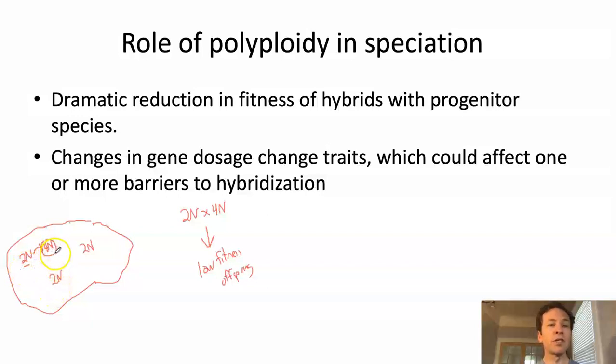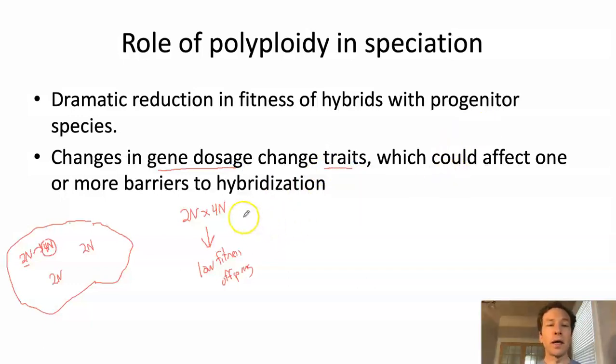Not only do they become genetically isolated, but the process of doubling chromosome numbers changes gene dosage. It changes the amount of mRNA from each gene that's made, and that can change traits. It could affect things like flowering time, or the size or shape or color of flowers.